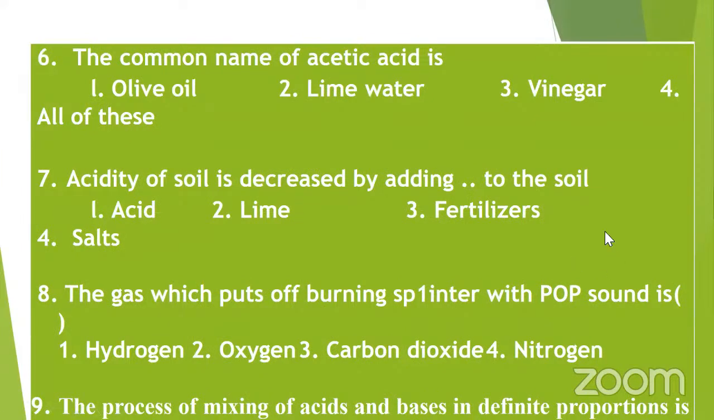You can see some of the questions here. The common name of acetic acid is, can you see the name, all the names? Sixth question, fifth is over. Now we are coming to the sixth question. Olive oil, lime water. I cannot see the third option. Vinegar, okay, right. Okay, this is vinegar. Very good answer from you. You are answering well. Next, acidity of soil is decreased by adding.